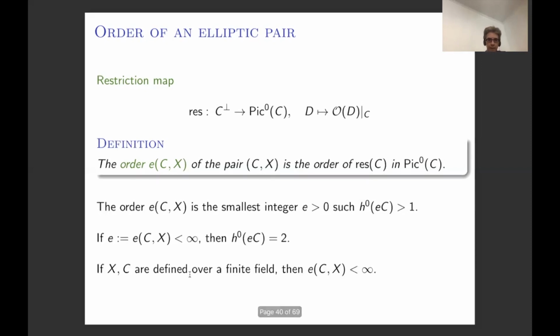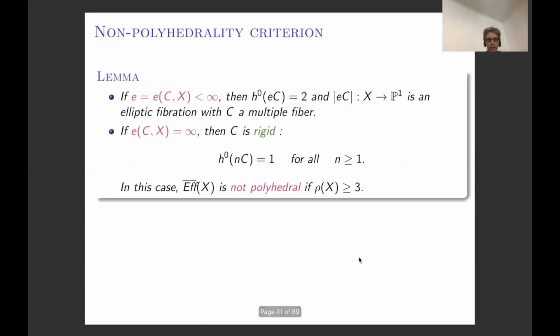Now, if X and C are defined over a finite field, then the order will always be finite. And so summing up, if you have an elliptic pair of finite order, then you have a pencil, a map to P1, where the general fiber is an elliptic curve. C is a multiple fiber. And if the order is infinite, then in fact the curve C is rigid, so no multiple moves.